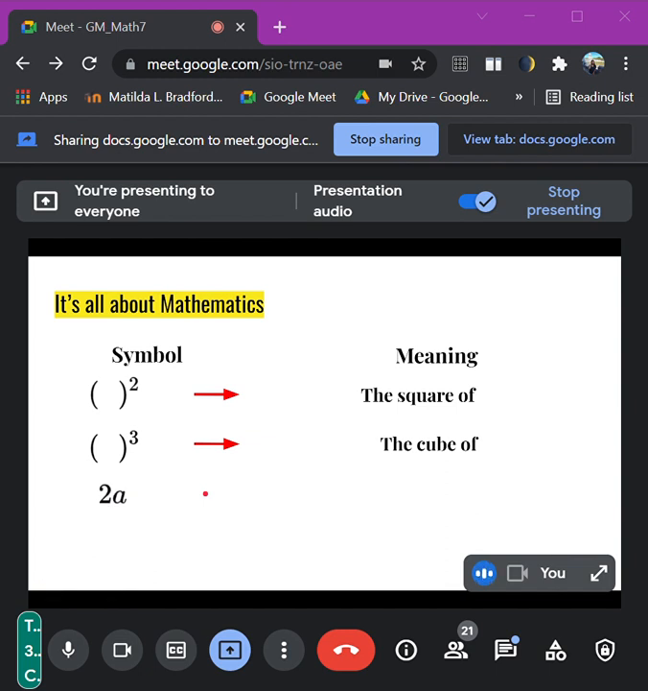Now, let's go to the next one, class. How about this? 2a. How are we going to make this one into, or what do you think is the meaning of this? You have there 2. What are the other terms for the number 2, class? What else can we give for the word 2?